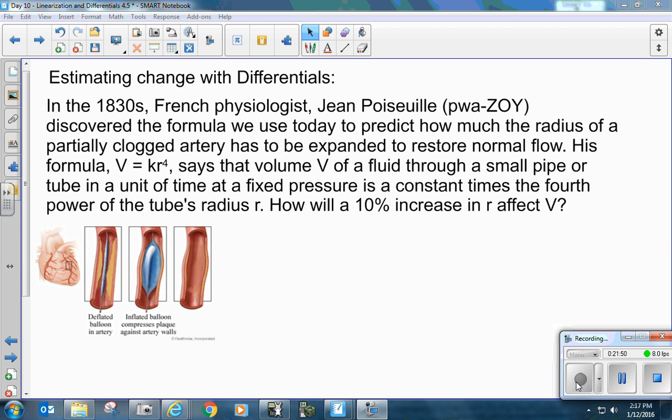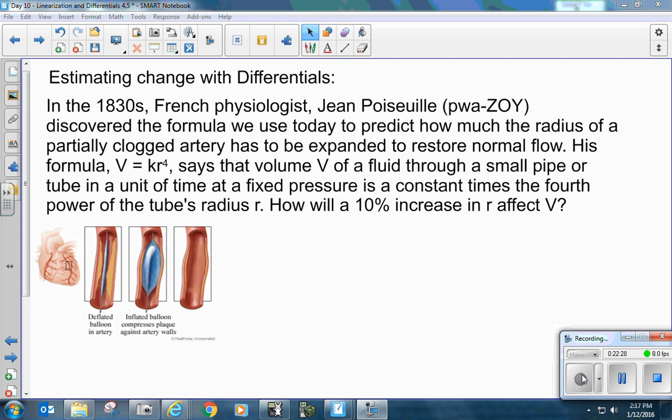Okay? So, in 1830s, French physiologist Jean Poiseuille. I guess that's how you pronounce that. And I shouldn't be laughing because this guy made a major contribution to people here. He discovered the formula that we use today to predict how much the radius of a partially clogged artery has to be expanded to restore a normal flow. And in case you don't know, normal flow of an artery to any place, especially the heart, is very critical. And this guy did it in 1830.